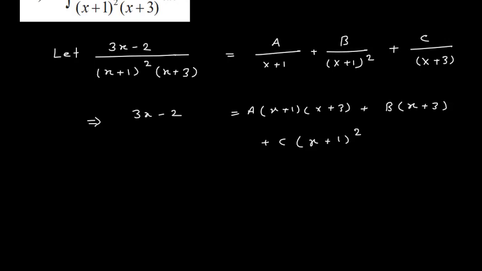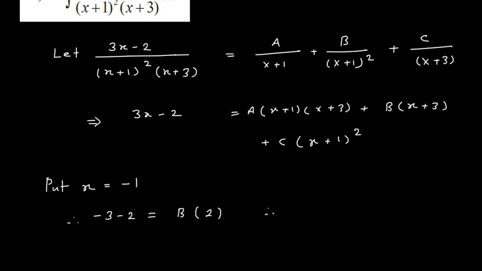Now the next step is to substitute. So we start with x equal to minus 1. By putting x equal to minus 1, here we will get 3 into minus 1, that is minus 3, minus 2. If you put x equal to minus 1, this whole a term will become 0, and this c term will become 0. So we have b into, with x equal to minus 1, this is minus 1 plus 3. So minus 1 plus 3 will be 2.